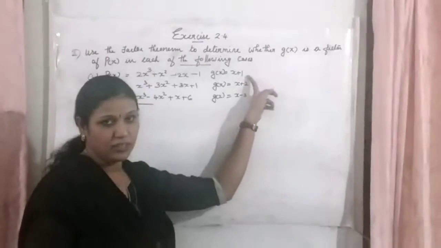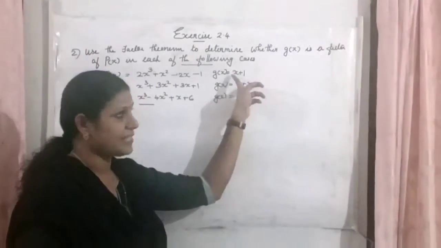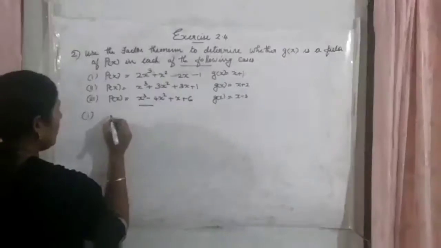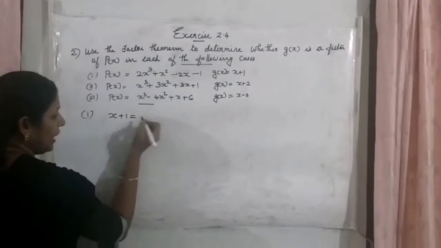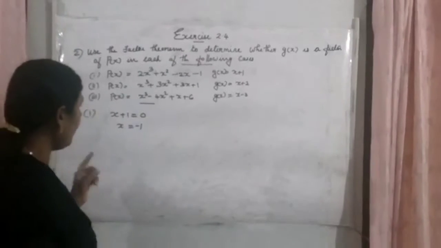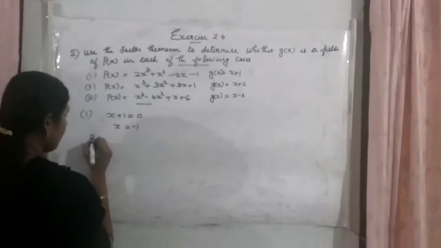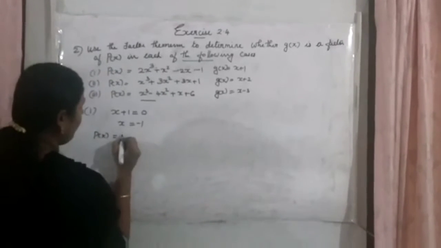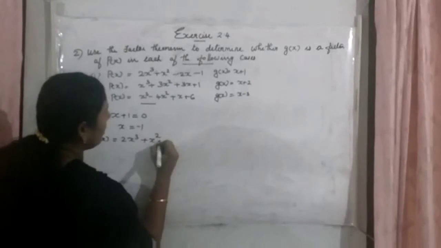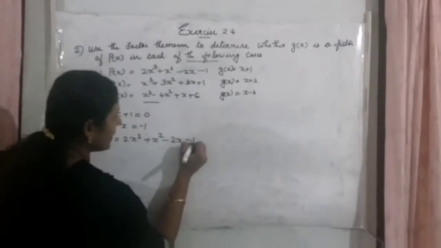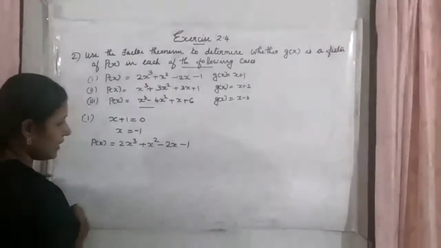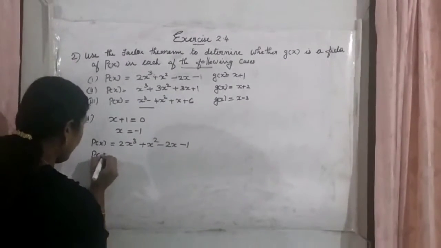Here g of x is x plus 1. First we equate x plus 1 to 0, then we get the value of x. So x plus 1 equal to 0 and x equal to minus 1. The next step is we write the polynomial, p of x equal to x cube plus x square minus 2x minus 1, and we put this value minus 1 here, that is p of minus 1.